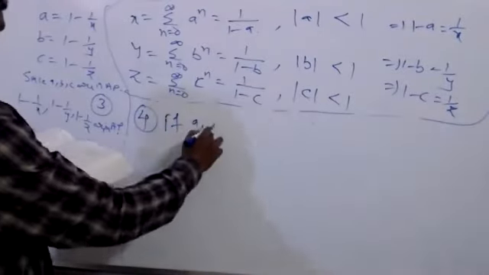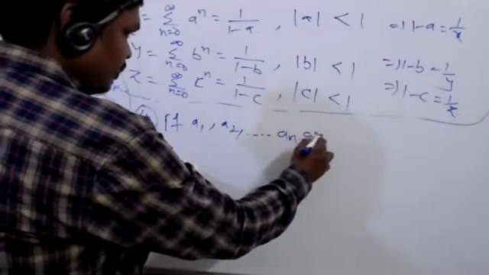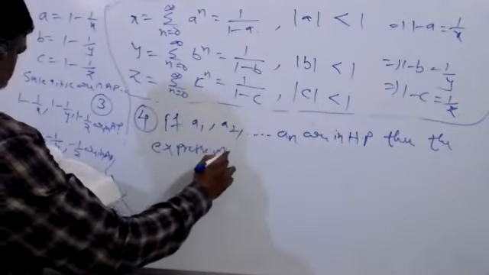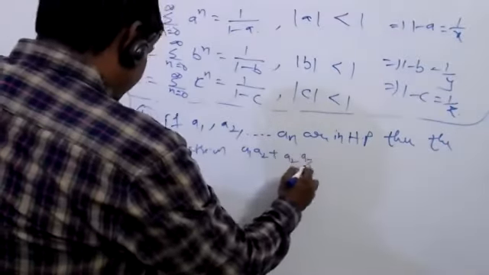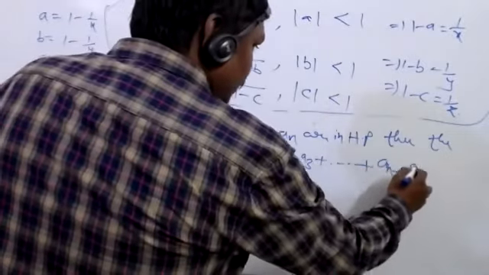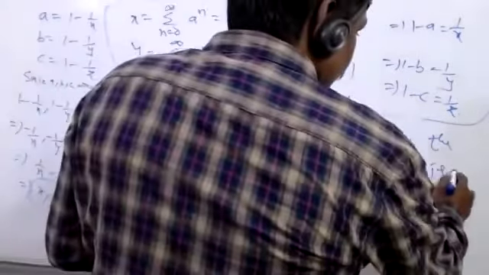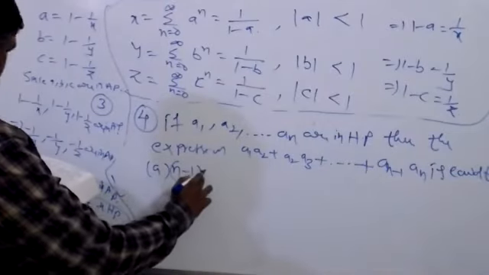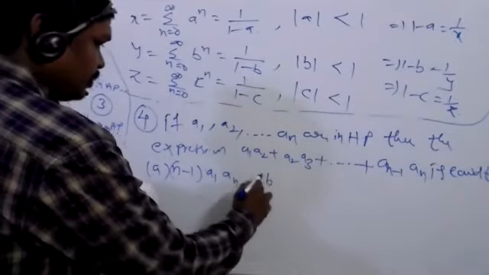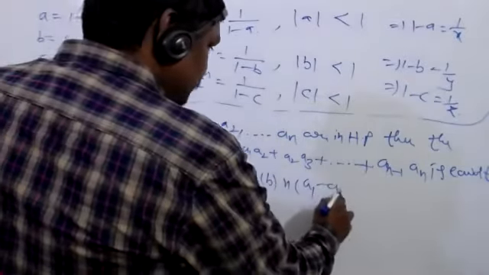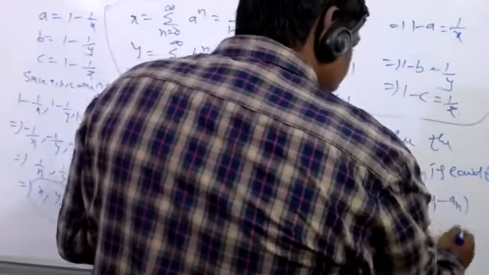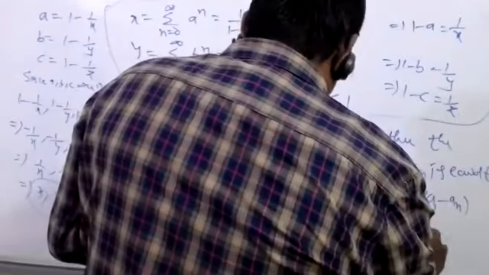If A1, A2, and so on up to AN are in HP, then the expression A1 A2 plus A2 A3 plus so on plus A(N minus 1) AN is equal to: option A (n minus 1) into A1 AN, option B n into (A1 minus AN), option C (n minus 1) into (A1 minus AN), option D n into A1 AN.